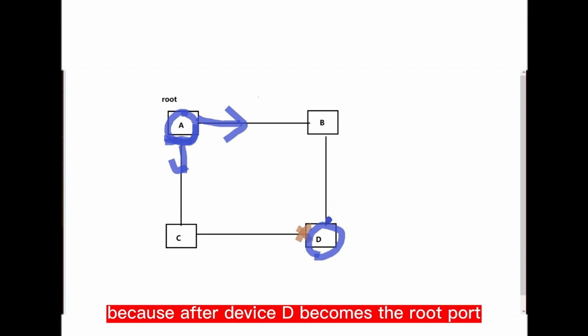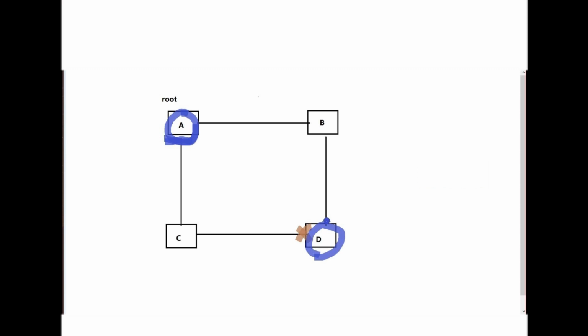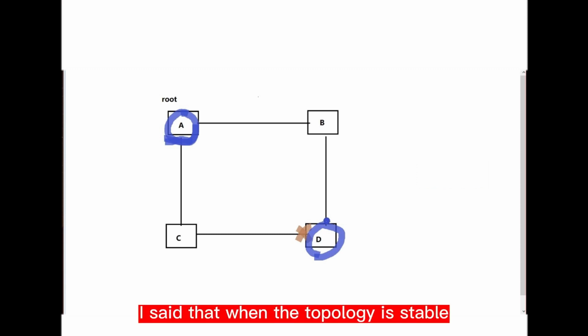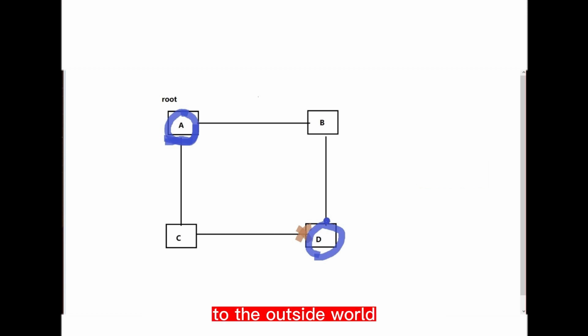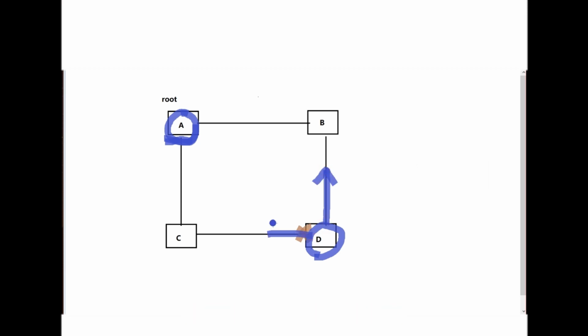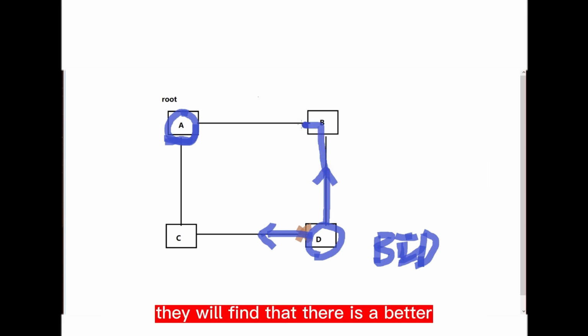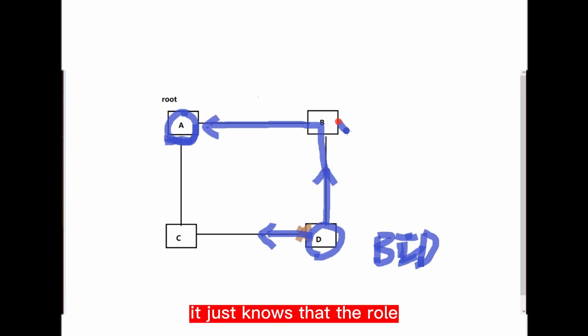Because after device D becomes the root, do you remember what I said earlier? I said that when the topology is stable, only the root bridge will send BPDUs to the outside world. Other devices just forward them. Device D's originated BPDUs are also sent out, carrying its own bridge ID. When the devices along the way receive them, they will find that there is a better root. They then know that the role election is going to be rerun.